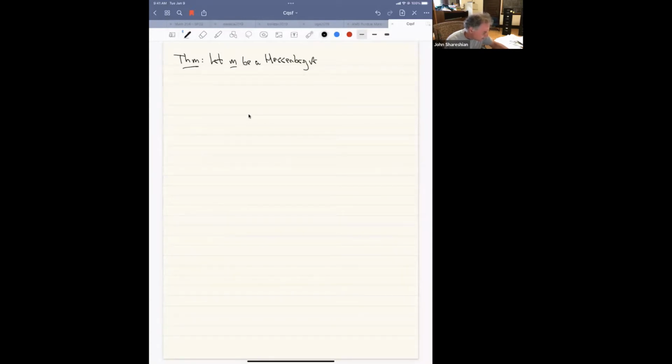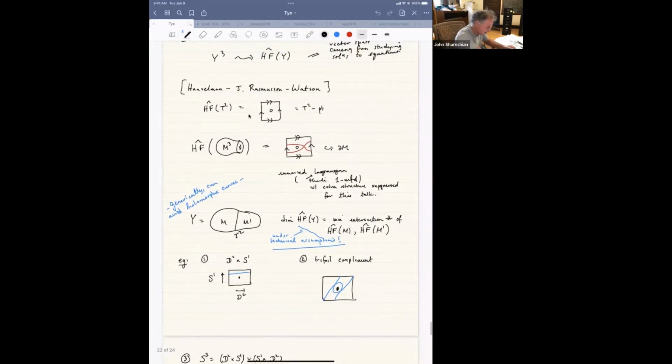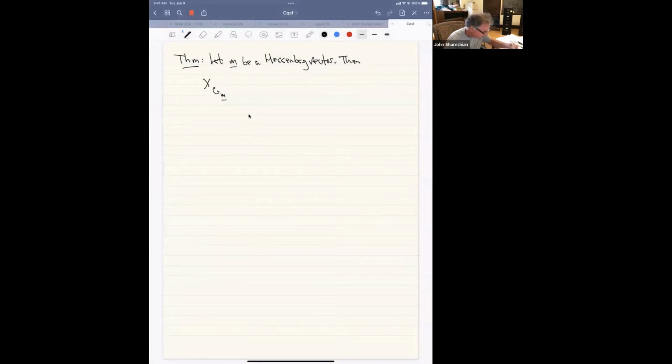So we start with one of these Hessenberg vectors, and then what I want to claim here is that if I take the chromatic symmetric function of the incomparability graph of the associated unit interval order, we have this chromatic symmetric function of this unit interval order, or unit interval graph, and the claim is it's Schur positive.